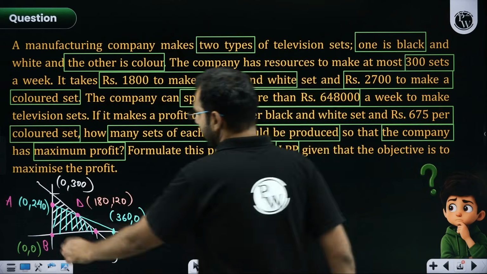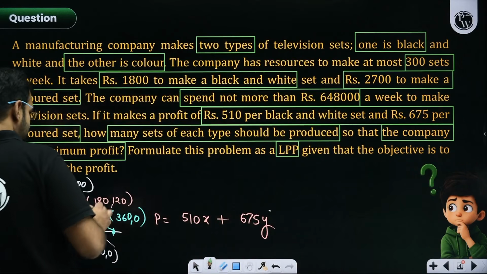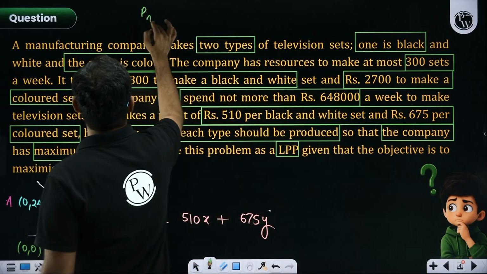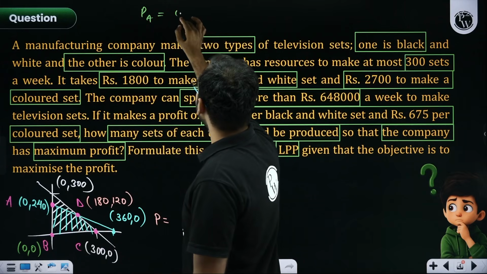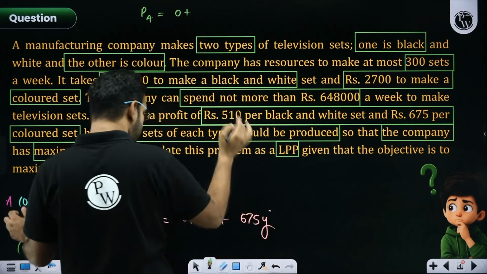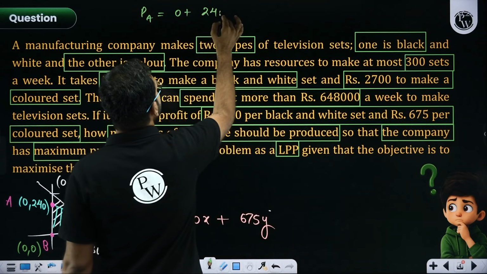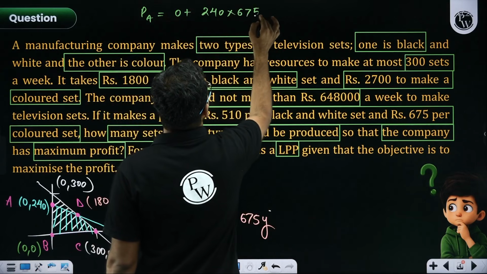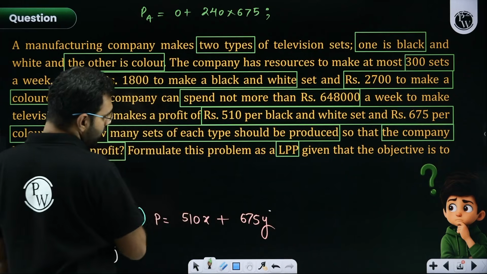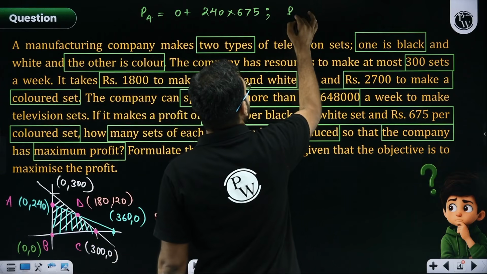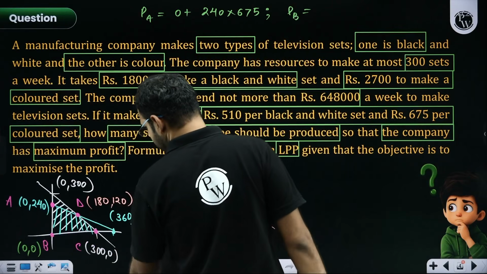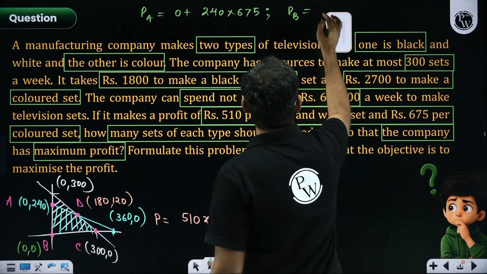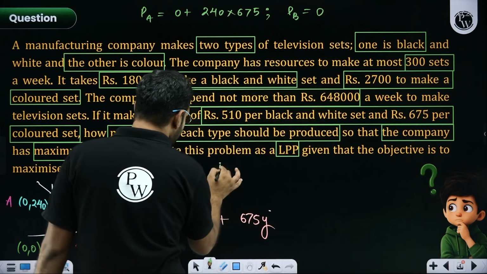But look at this A. The profit at this point A, PA, I'm calling it 510 into 0, that's 0, plus 240 into 675. So 240 into 675. Can somebody do it for me? If you are in a live class, do it quickly. Then profit at point B, we have already worked it out. That will be 0.